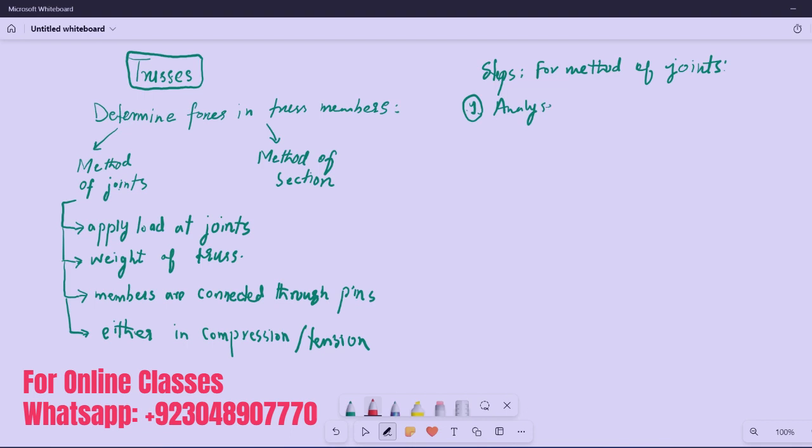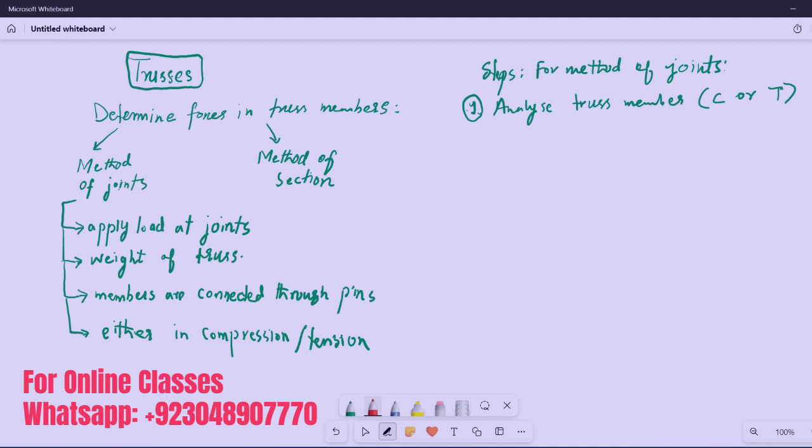Analyze truss members. It means you need to check if each is in compression or tension. You're going to see that from the diagram, and then you can choose a particular sign. You can say that for compression the forces have a negative sign, and for tension you're going to show it with a positive sign. Whatever the sign is, you just have to use it consistently.